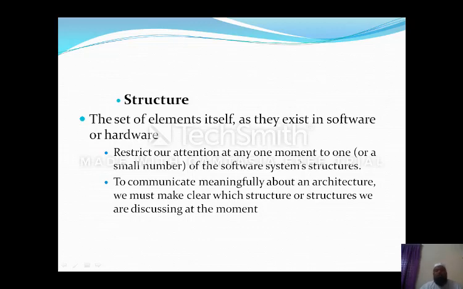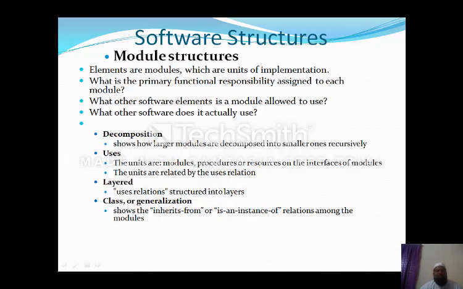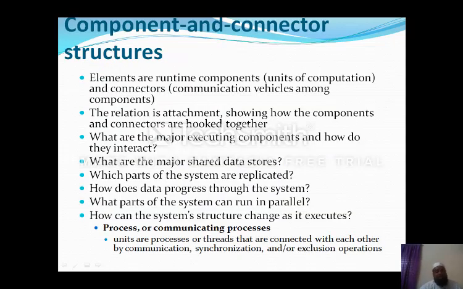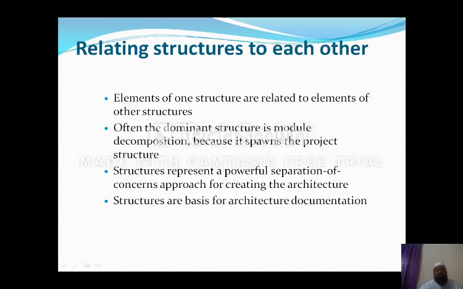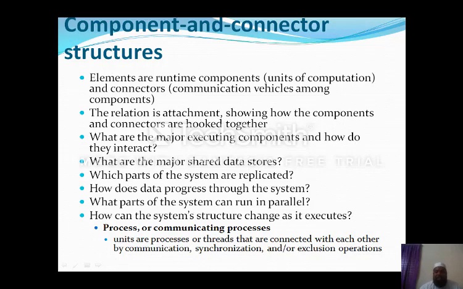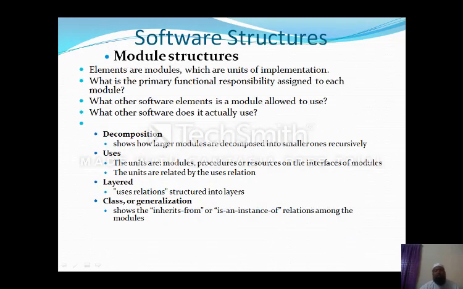So here we are going to restrict our attention at any one moment to one or a small number of the system's software structures. To communicate meaningfully about an architecture, we must make clear which structure or structures we are discussing at the moment. So you need to know about the structure. We have module structures, then component and connector structures and allocation structures, and there is also a relation among these structures. Anyhow, for today's class we will end up with module structures.